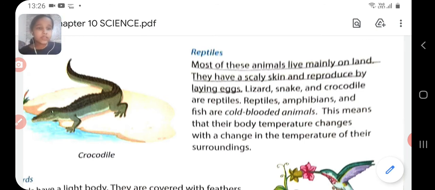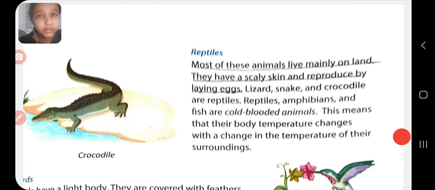Now we have studied the examples. Reptiles, amphibians and fish are cold-blooded animals. What are cold-blooded animals? The animals that change their temperature with their surroundings.